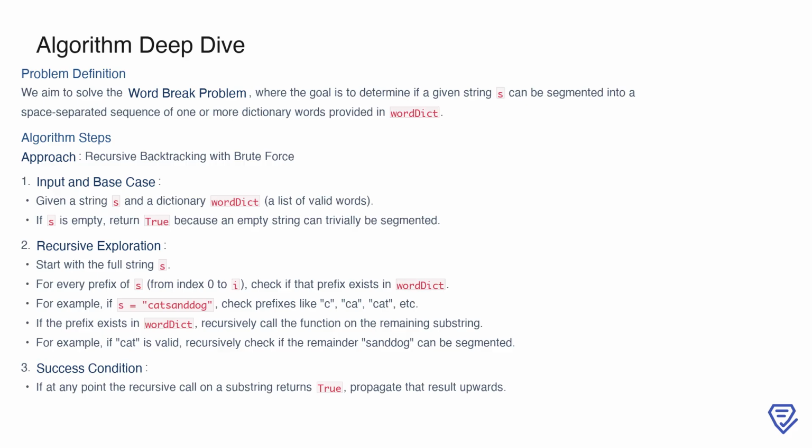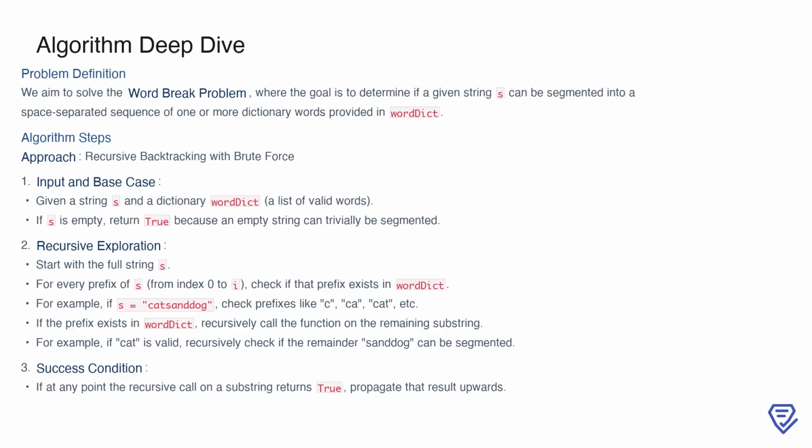The word break problem requires us to determine if a given string S can be split into a sequence of one or more space-separated words from the dictionary WordDict. To approach this problem, we start with a recursive backtracking solution. The idea is simple: if the string S is empty, we can immediately return true because there's nothing to segment. This serves as our base case.